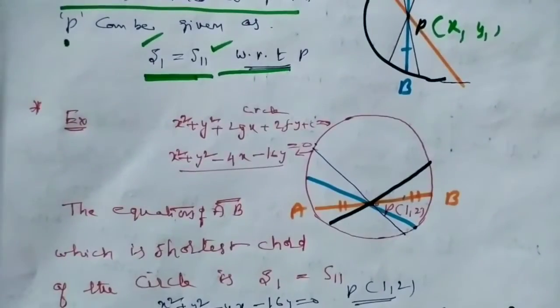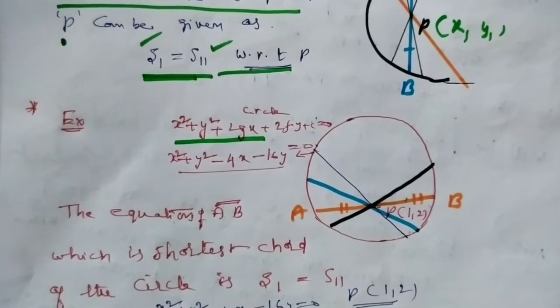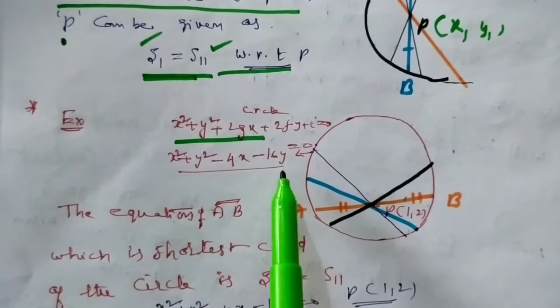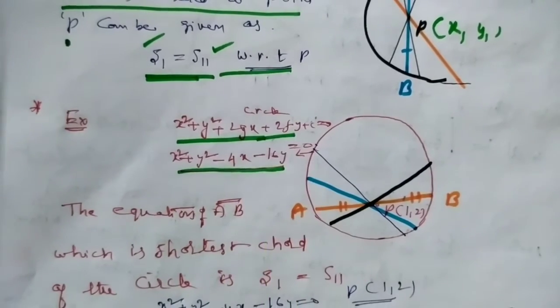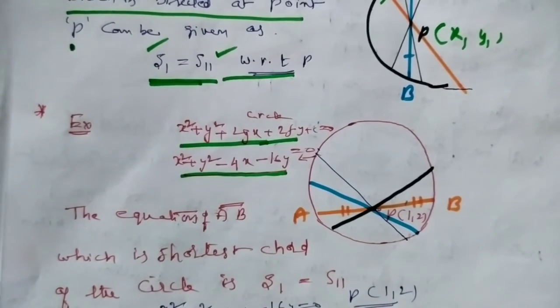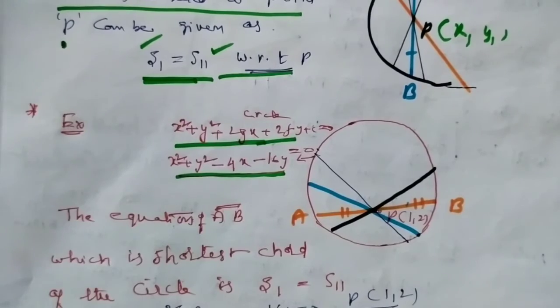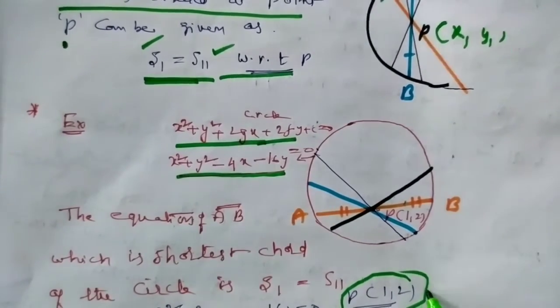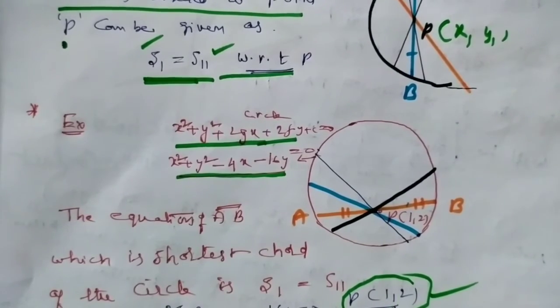Next, let us study one example. This is x square plus y square plus 2gx plus 2fy plus c is equal to 0. This is the general equation. X square plus y square minus 4x minus 16y is equal to 0. This is a circle equation. For this circle equation, a point is given, P(1, 2). With respect to the point, find the shortest chord which is passing through (1, 2).